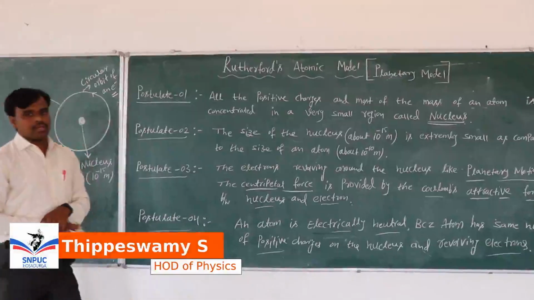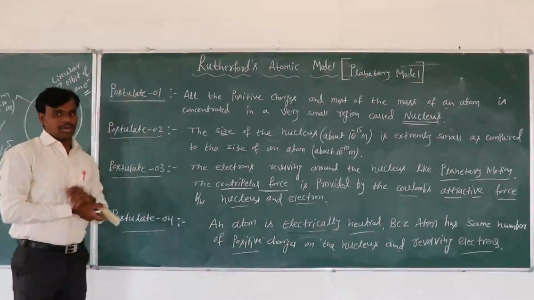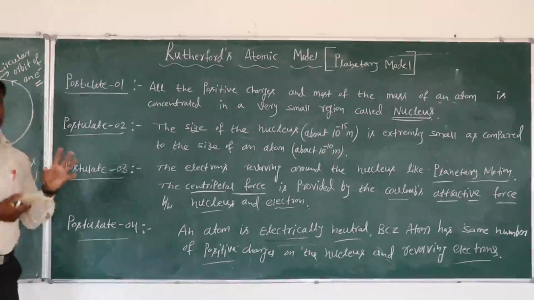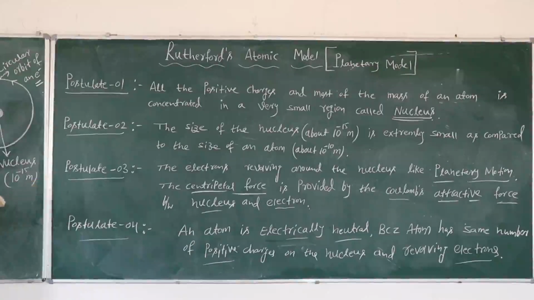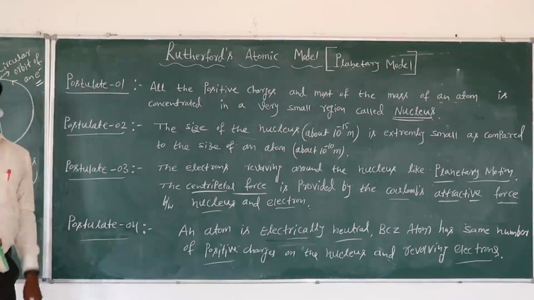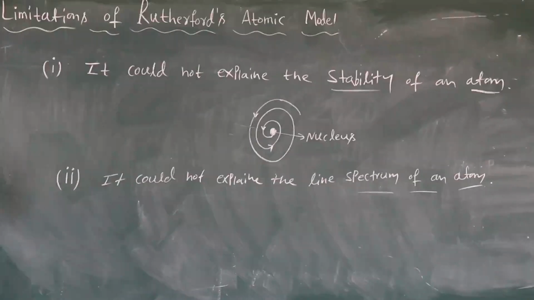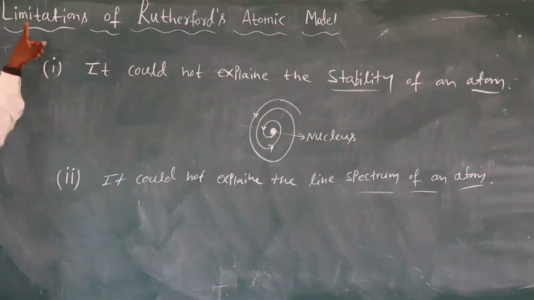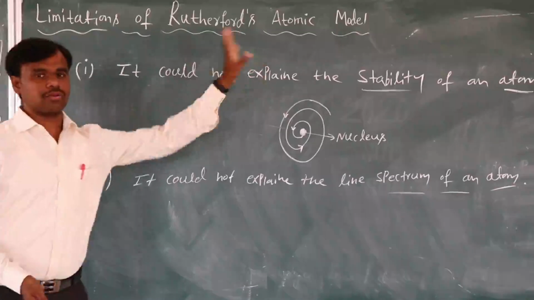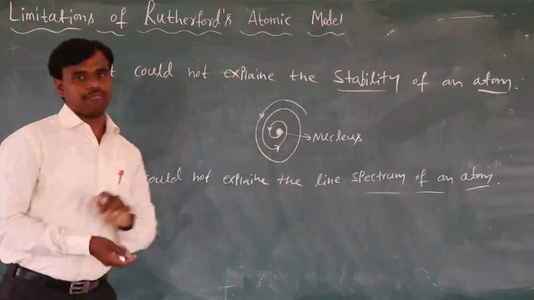given by the Rutherford atomic model, but the Rutherford atomic model fails to explain some concepts. They are called demerits or limitations of the Rutherford atomic model. There are two limitations or demerits of the Rutherford atomic model. First one is that it could not explain the stability of an atom.